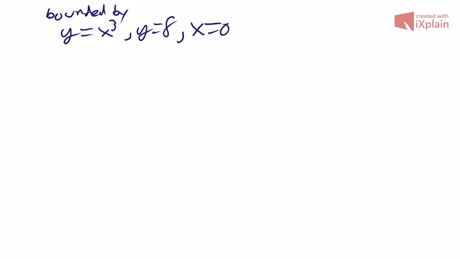Okay, so now we want to find the volume of the solid obtained by rotating the region bounded by y equals x cubed, y equals 8, and x equals 0 about the y-axis. Okay, so our region is bounded by y equals x cubed, y equals 8, and x equals 0, and we're rotating about the y-axis.